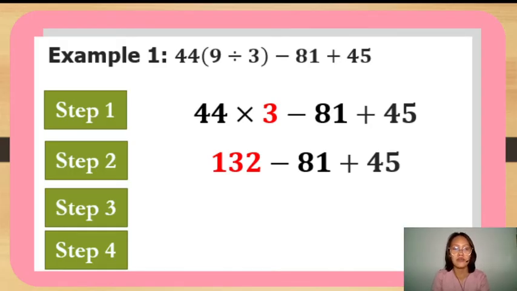Next, step 3. Add or subtract from left to right. Sa equation natin na ito, naunang nag-appear si subtraction. Kaya, magsusubtract ka muna bago ka mag-add. So, we have 51 plus 45. Ayan na, isa na lang yung operation natin for our final answer. Again, you have to follow the step-by-step procedure para makuha ninyo ang tamang sagot. Makuha ninyo yung tamang value ng isang equation.